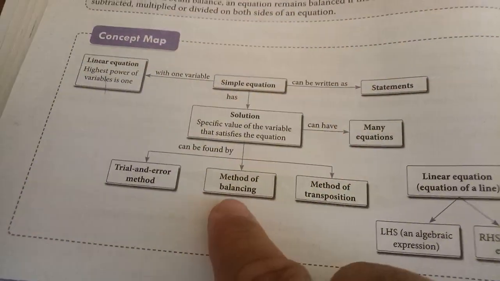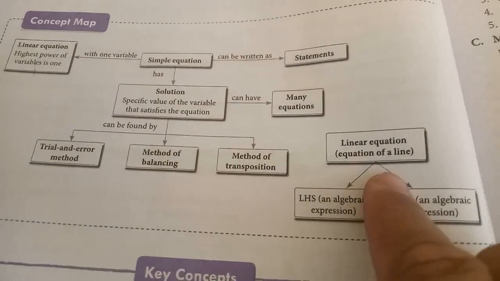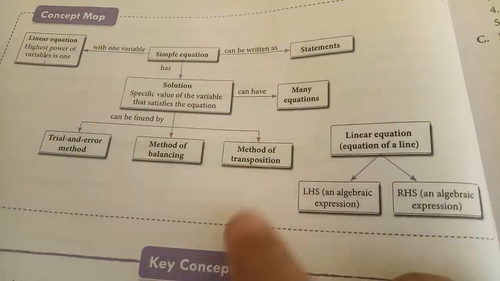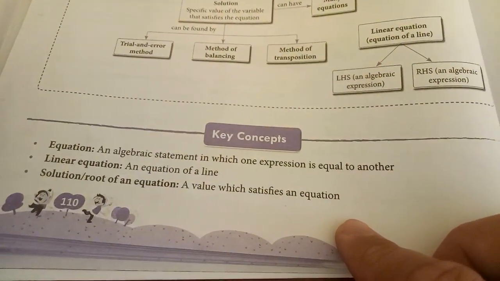कोई वैल्यू रख के चेक करो. मेथड ऑफ बैलेंसिंग: एक तरफ प्लस माइनस करके. मेथड ऑफ ट्रांसपोजिंग: उसको उधर ले जाओ. लीनियर इक्वेशन फ्लाई क्रॉस मल्टीप्लिकेशन, मतलब क्रॉस मल्टीप्लाई: लेफ्ट हैंड साइड अलजेब्रिक, राइट हैंड साइड अलजेब्रिक एक्सप्रेशंस.